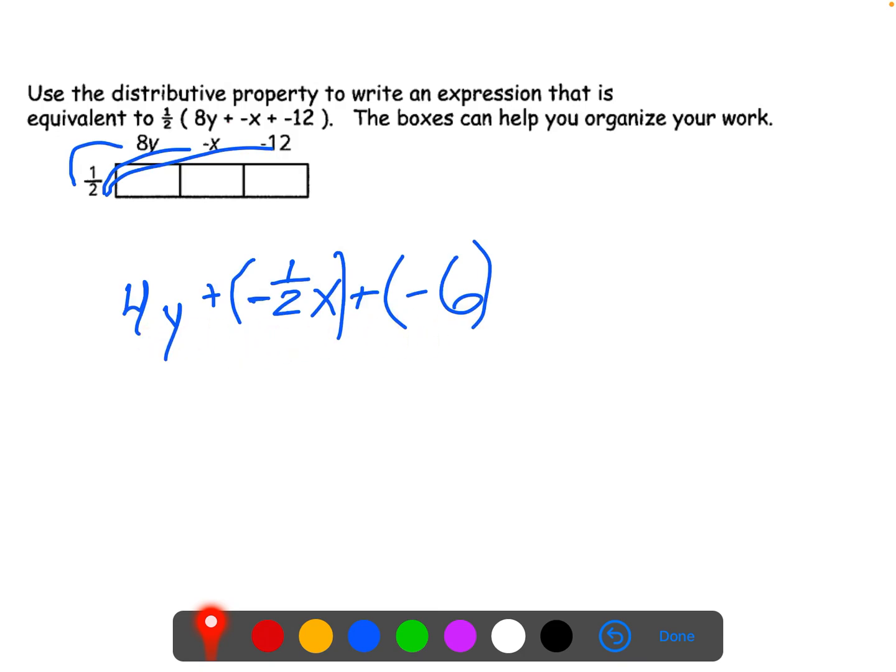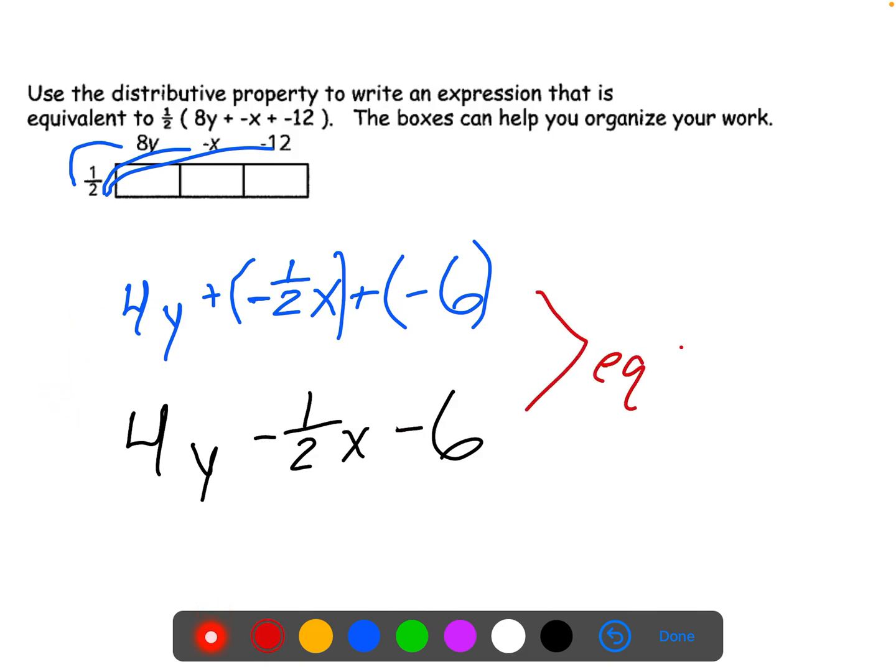These two expressions are equivalent. If I write the one from the last page, it was 4y minus 1/2 x minus 6. Hopefully you can see the comparison here. We've got our 4y. If we're adding a negative amount, that's just like subtracting it. And same for adding -6, it's like subtracting 6. So we have two equivalent expressions that would get us the same result.